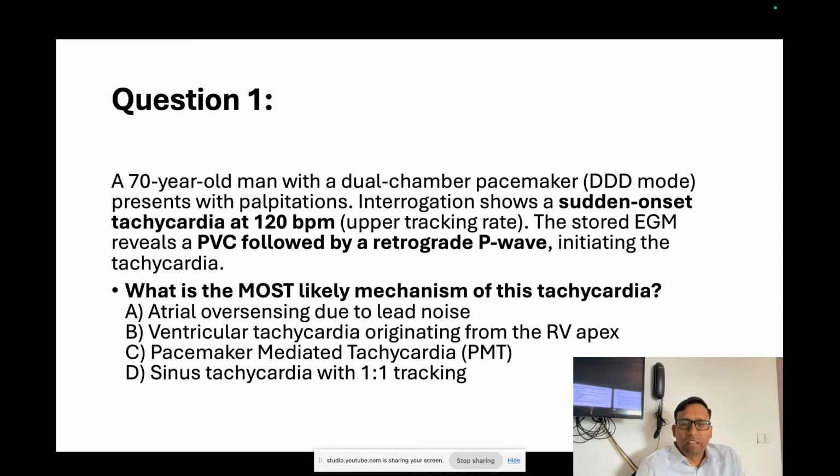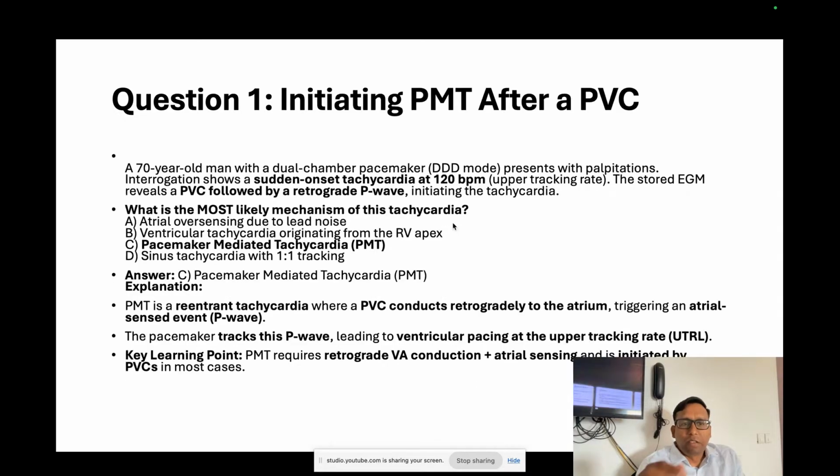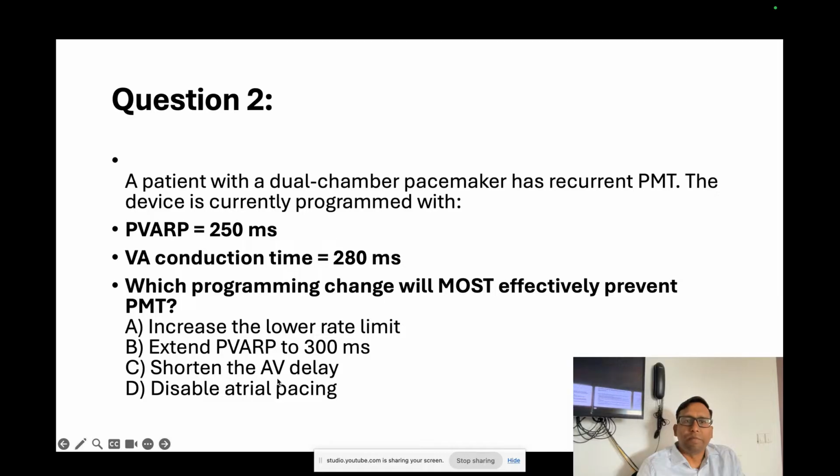So nothing very significant to tell you here, but the scenario is very important. Whenever it is happening, sudden onset is the most important part that we should learn, and PVC followed by a retrograde P wave, and PMT re-entrant tachycardia. So it will be sudden. Whenever anything is happening suddenly, we think that it is a re-entrant. And tracking of the P wave, the P wave may not be visible, but if you are seeing that there is a regularity to this, we should keep the possibility.